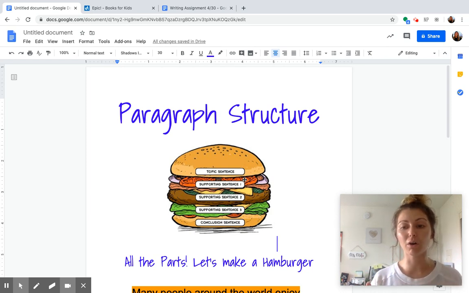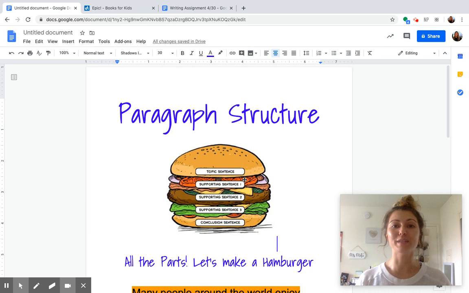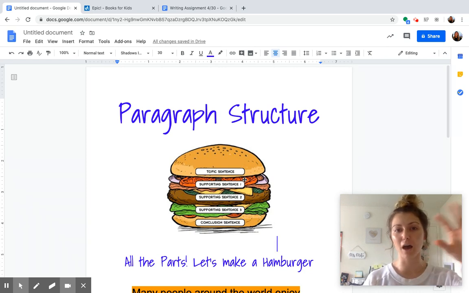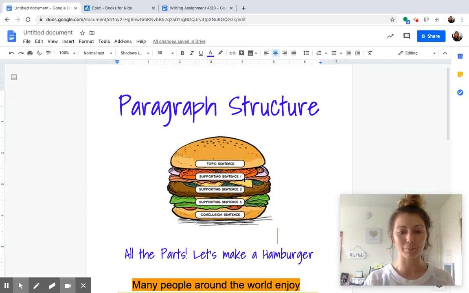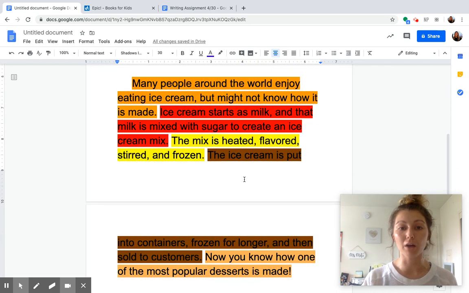This week in your own independent work, you did one part each day: topic sentence, supporting sentences, and conclusion sentence. And in your work today, you're going to be writing all of it together with a new topic, putting together everything that we've learned so far. We are using our model paragraph that we came up with together throughout this week.